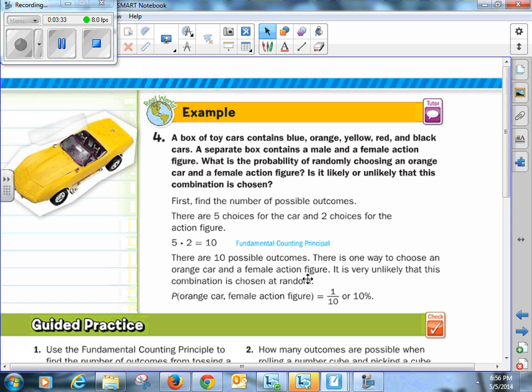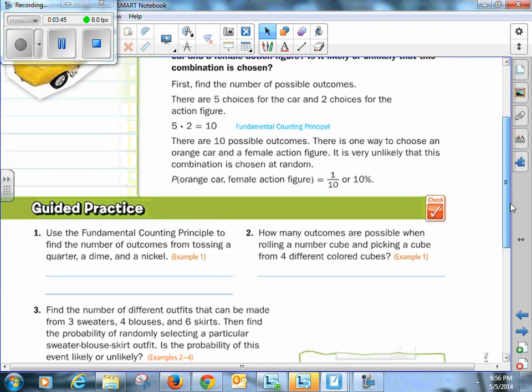And the probability of choosing the orange car and the female: there's 1 orange car and there's 1 female. So 1 times 1 is 1. So the probability is 1 out of 10, or 10%.